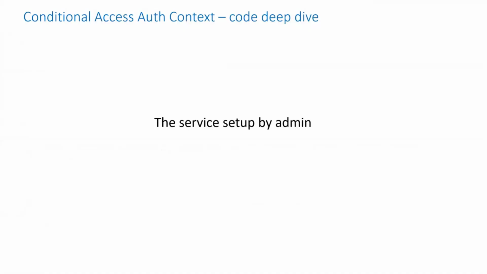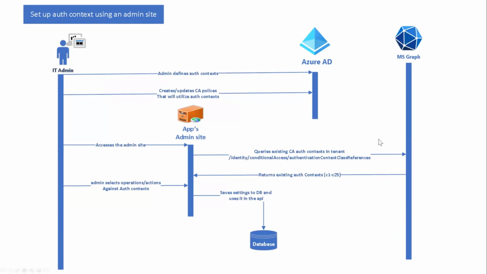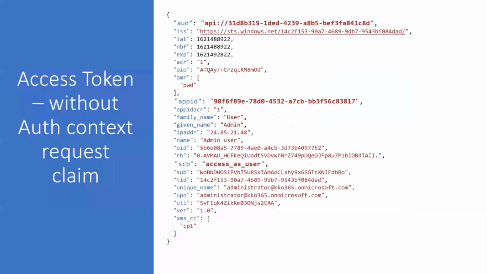You saw how this works in the service setup. Just to summarize, the admin had defined auth context in the portal, then they created a CA policy, and then the IT admin, and it could be the app admin, accesses the admin site. You query the existing auth context using Microsoft Graph. You will be given a list. You save your actions against your applications, actions, or whatever you want to call them, against these auth context values, and you save it in the local DB, and then you use it. So we just had a service walkthrough.